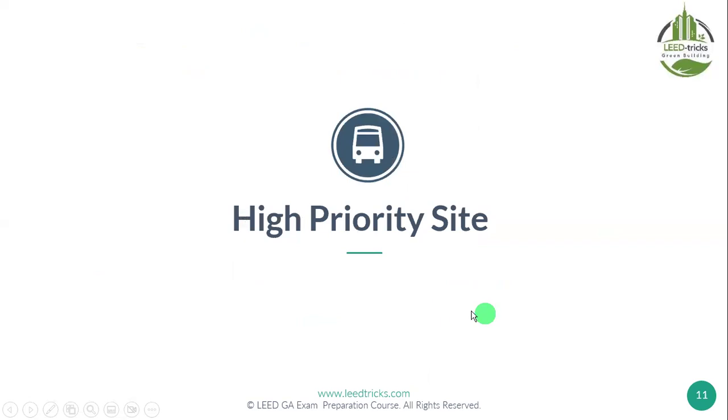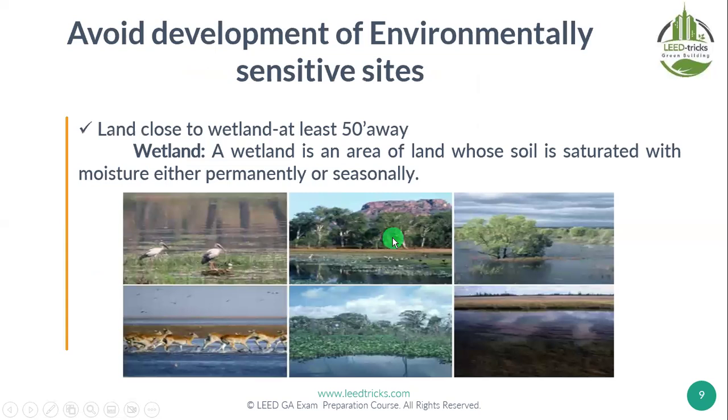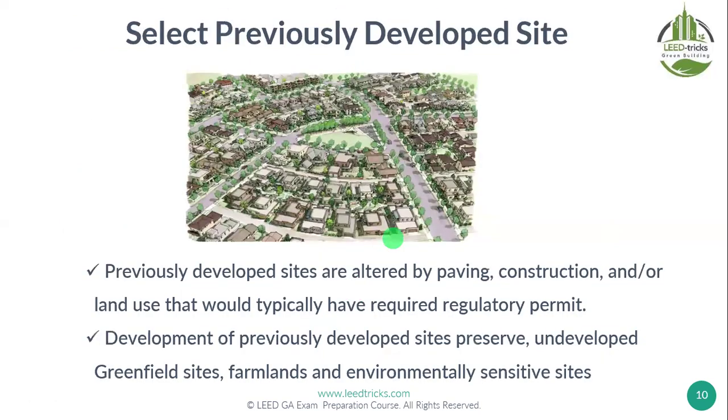This is the next credit. We call it high priority site. Of course, for a credit like this, you need to document everything. So you will need Google Maps or permits for the land. Any paper from the local department or government showing that this is previously developed or within the development plan. All this should be collected as documents or papers.